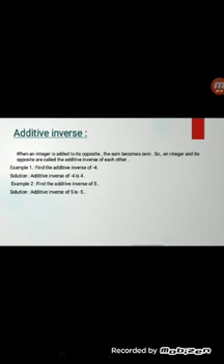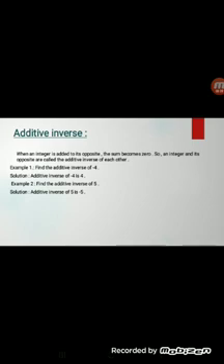Now we will study what is the meaning of additive inverse. When an integer is added to its opposite, the sum becomes 0. So an integer and its opposite are called the additive inverse of each other. Now if you want to find out the additive inverse of -4, the additive inverse of -4 is 4. Why? Because when we add -4 and 4, we get 0.